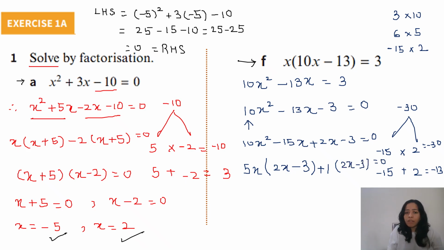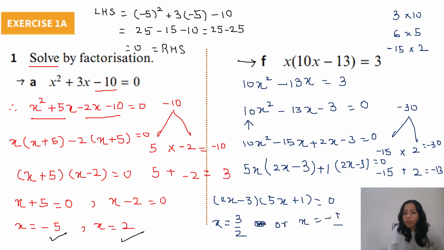So we are going to get a fraction answer over here, right? 2x minus 3 and 5x plus 1 which will give me equal to 0. So this will give me the answer as either x is going to be 3 over 2 or x is negative 1 upon 5, right? Yes, and the checking can be done the way I have showed you in our previous question.